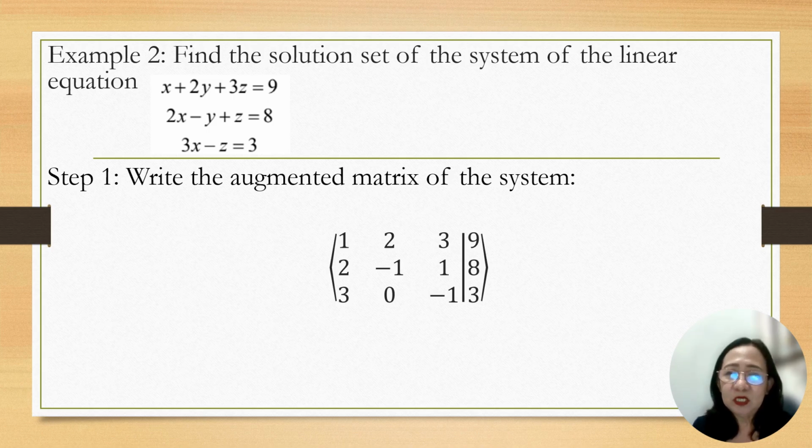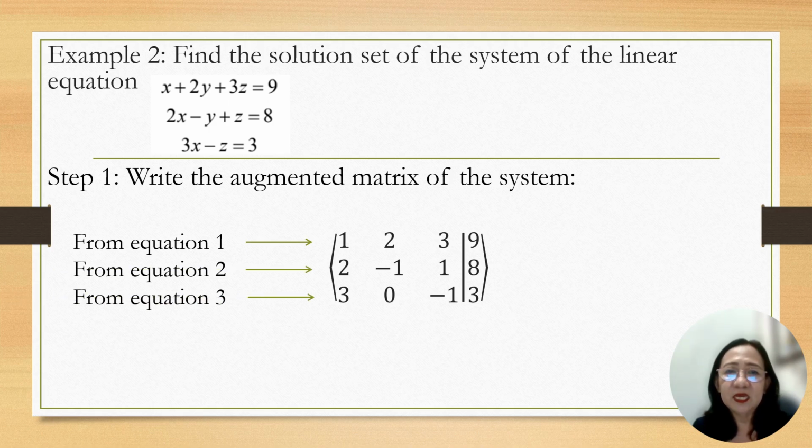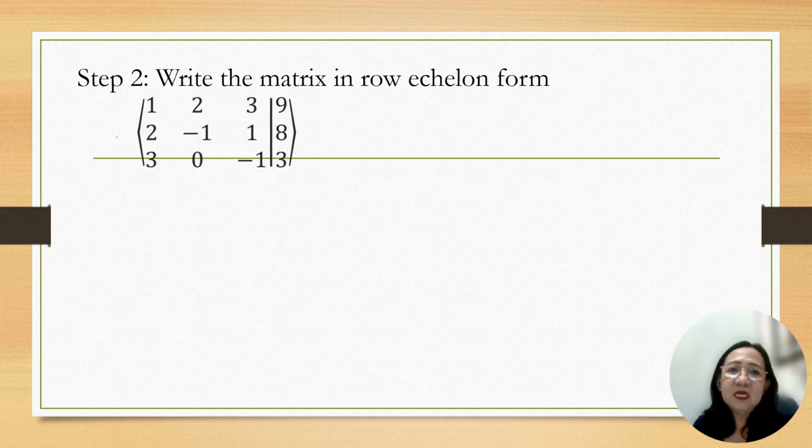Next, let us apply. That is now from the equation 1 and so on. Okay. Now, let us copy the augmented form. Now, we have to use step number 2. We're going to write the matrix in the row echelon form.